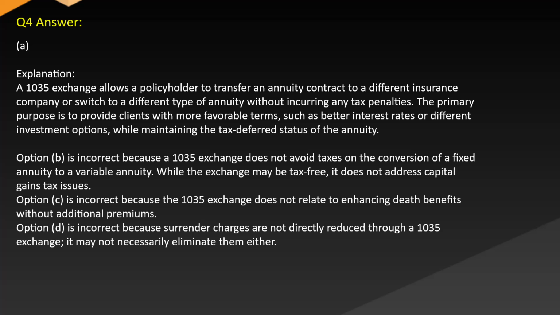Option B is incorrect because a 1035 exchange does not avoid taxes on the conversion of a fixed annuity to a variable annuity. While the exchange may be tax-free, it does not address capital gains tax issues. Option C is incorrect because the 1035 exchange does not relate to enhancing death benefits without additional premiums. Option D is incorrect because surrender charges are not directly reduced through a 1035 exchange. It may not necessarily eliminate them either.